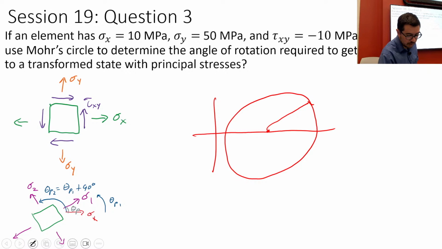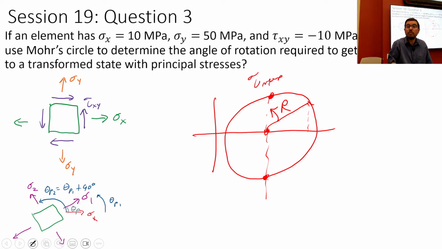Right? And we know that this is R. Now we need to know the angle of rotation. So that's kind of a pain. What is the angle of rotation to get to a transformed state in principal stress? Well, if I want to make it less than 90 degrees, that means I'm going to try to rotate up to here. That's where I'm going to be, and this is going to be my tau max up here.